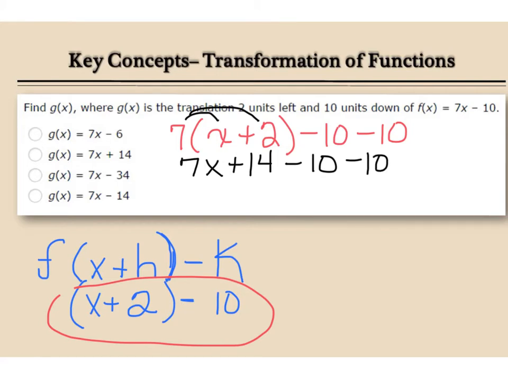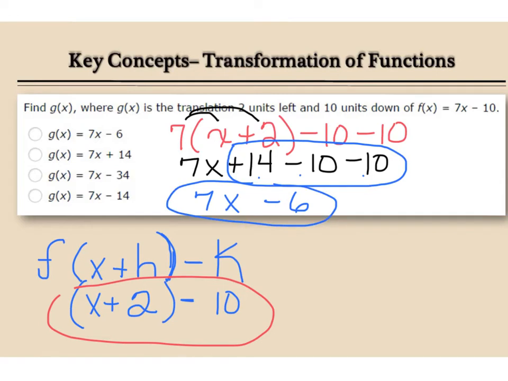I combine only my numbers. So I have a negative 10 and a negative 10, which is negative 20. And when I add 14, I get negative 6. So I end up with 7x minus 6. So 7x minus 6 is g of x.